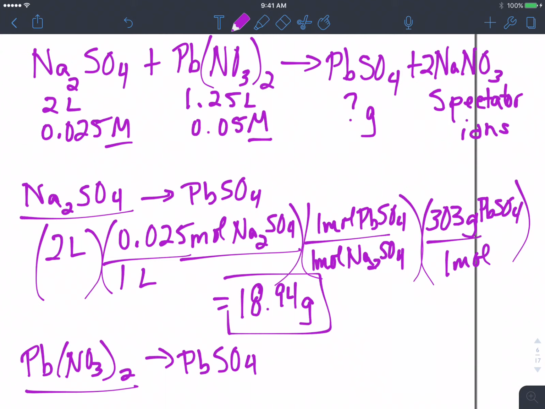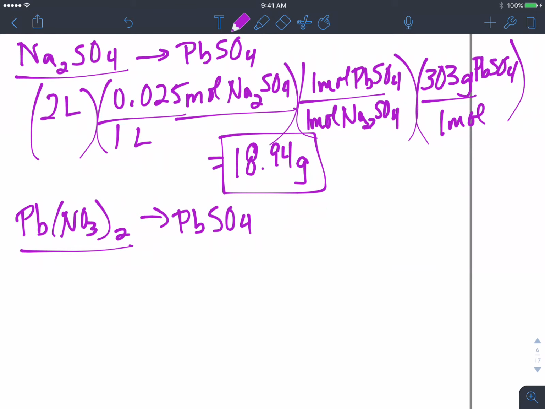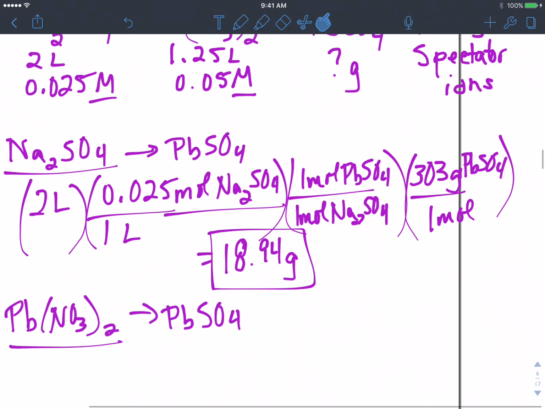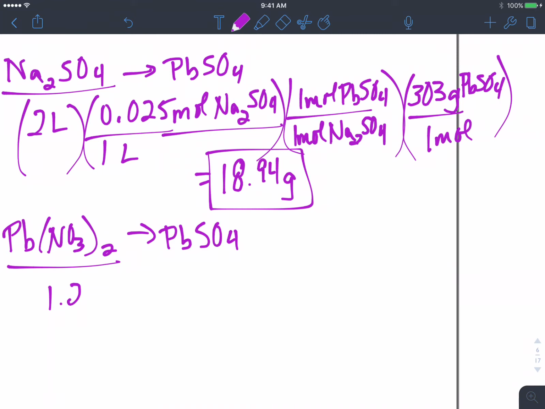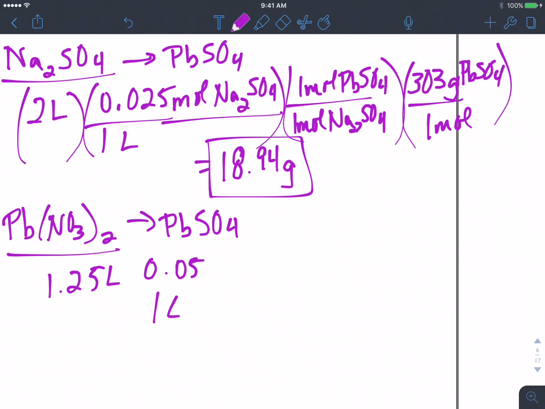So that means, given that amount of Na2SO4, there are enough sulfate ions in that Na2SO4 to give you 18.94 grams of PbSO4, assuming you have enough lead coming from the lead nitrate to react with it. So let's find out if there's enough lead coming from the lead nitrate to give us 18.94 grams. All right, so we start with what we're given, 1.25 liters. In 1 liter, there's 0.05 moles.